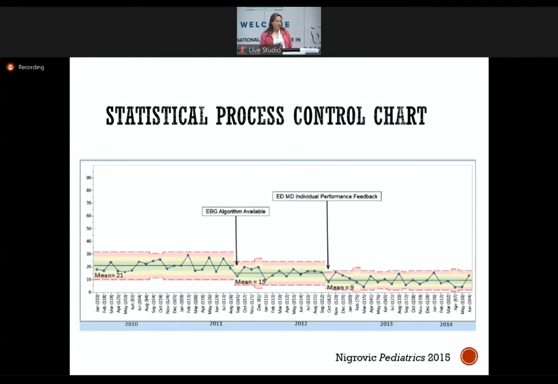And what we did is we tracked the CT rate over time. A statistical process control chart is a method of following practice change over time when you're doing quality improvement methods. And so we started with a 20% baseline, 21% baseline CT rate. We implemented a guideline. The rate went down to 15% of children with head injury visits. And then we did some individual performance review feedback, and that rate went down further.